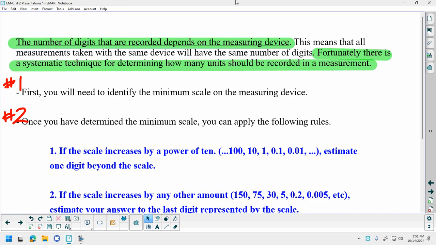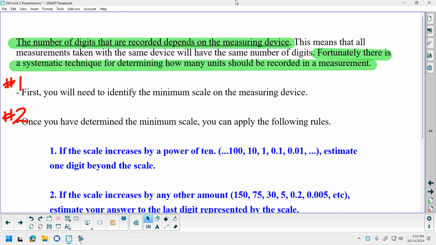So how do we tell how many digits should be recorded in a measurement? Well, first off, we have to identify the minimum scale on the measuring device. So when you look at any measuring device, whether it be a ruler, a graduated cylinder, anything, what does every little mark, what is its value? What value place does it measure? What number would go in that value place? What is the minimum scale of the measuring device?